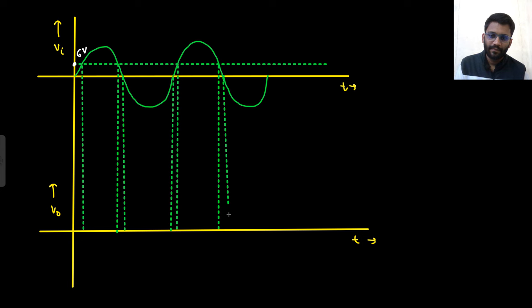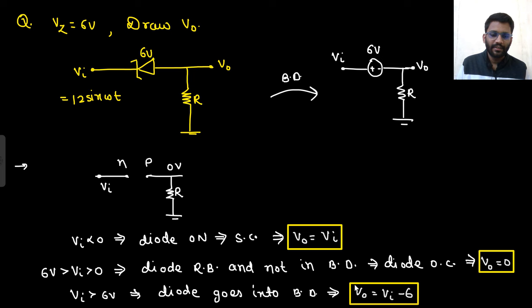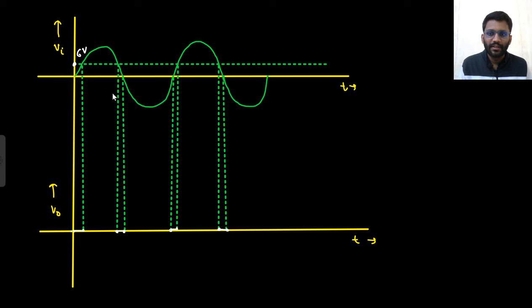So for all these regions, when Vin is less than 6 volt and greater than 0, it will always be 0. Here it is 0, here also it is 0, here also, here also. And for Vin greater than 6 volt, what is happening? V naught is Vin minus 6. Right? Vin minus 6. What is the maximum amplitude? This is 12 volt.